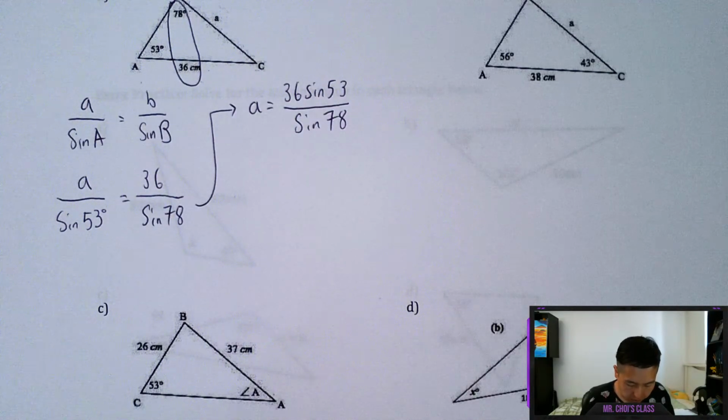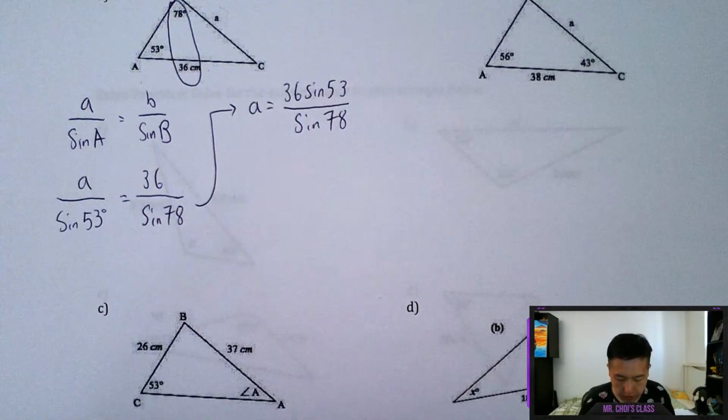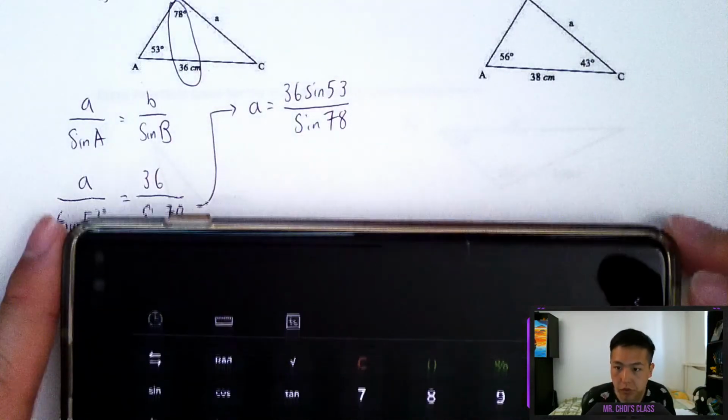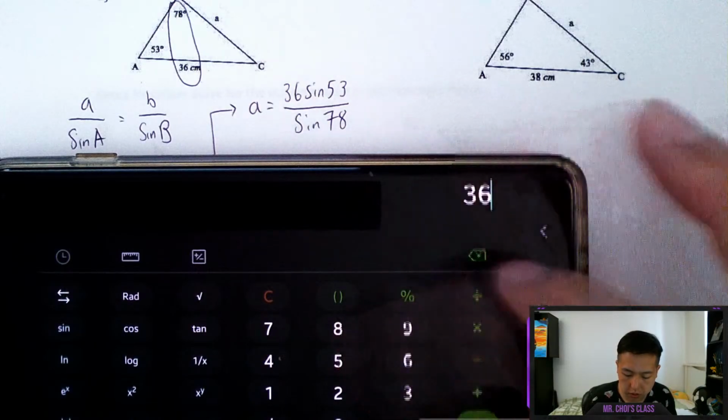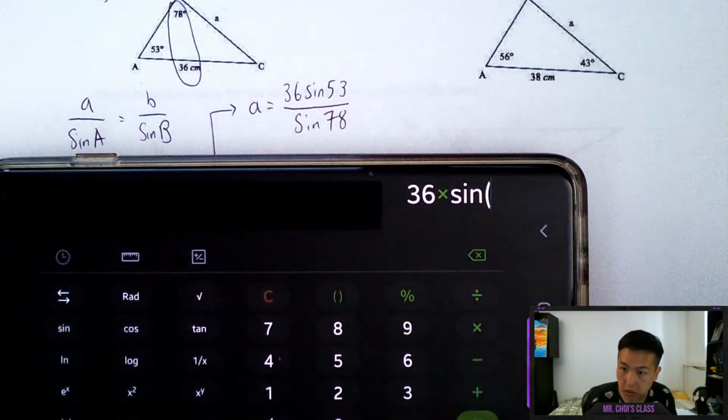So let me open my calculator here on my phone so you can see. Let me turn down the brightness. Okay. So we have here 36 sine 53.